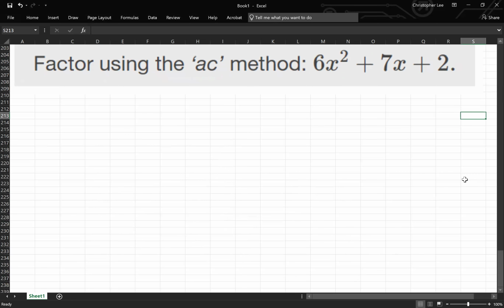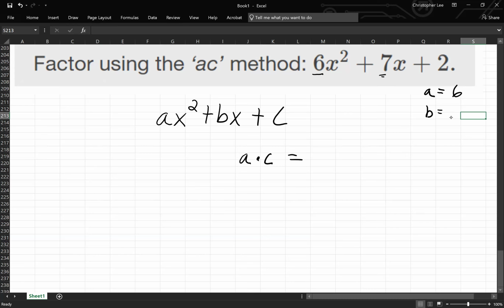So look, every quadratic term is of the form ax squared plus bx plus c, right? So whenever I say the AC method, what am I going to do? I'm going to take my A and multiply it times C. In this case, what's my A and what's my B and what's my C? My A is the number that's next to the x squared term. So that's going to be 6. My B is the number that's next to the x term. So that's going to be 7. And my C is the number that's just all by itself at the end.